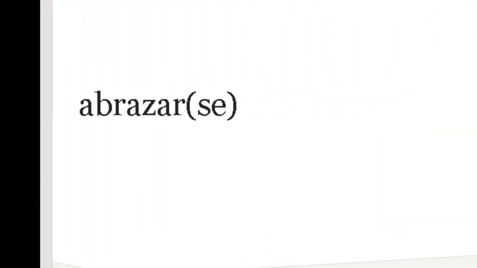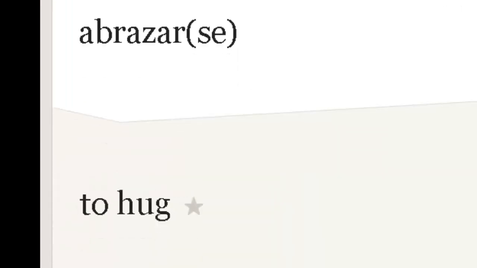Here are your vocab words for this chapter. First one, abrazarse. Oh, by the way, please repeat. Abrazarse. Okay, it means to hug. You'll notice we have this se at the end of it. The se, usually reflexive, myself, yourself. In this chapter, that means each other. So, abrazarse, to hug each other.